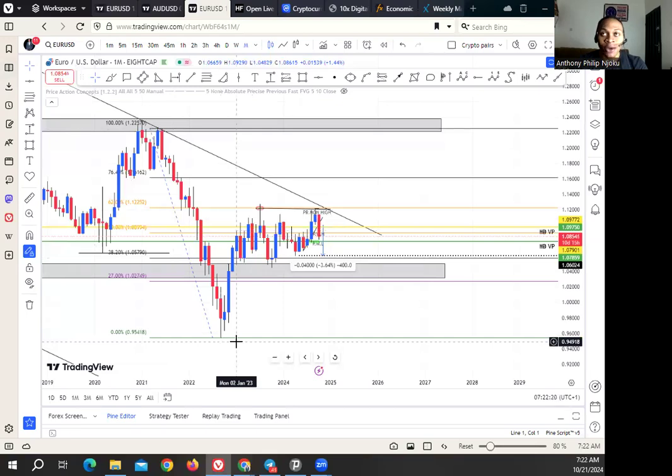But for now, I'm focusing on these three pairs: EUR/USD and AUD/USD, which are the forex pairs, and then BTC/USD, which is the crypto pair. So let's dive into it.